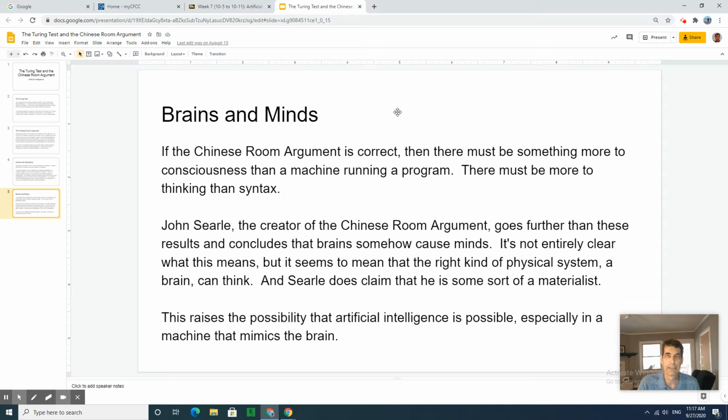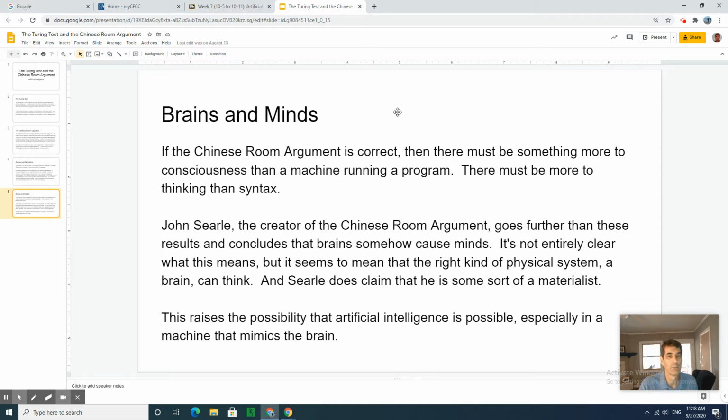But then he's a materialist, so he goes and says that somehow brains are causing minds. And it's not really clear what he means by that. But if brains are causing minds, then it might be possible to make an artificial intelligence. You just have to make a machine that's like a brain. And if you can make an artificial brain, right, and brains cause minds, then it looks like you could create a machine that does have a mind. So it looks like that's a possibility.